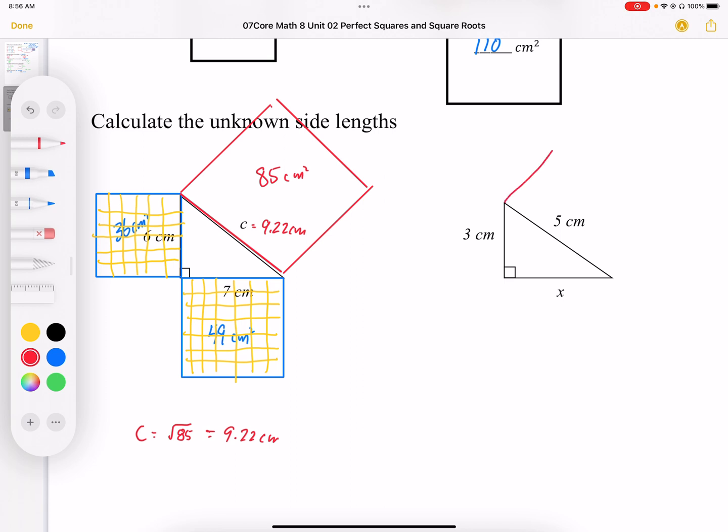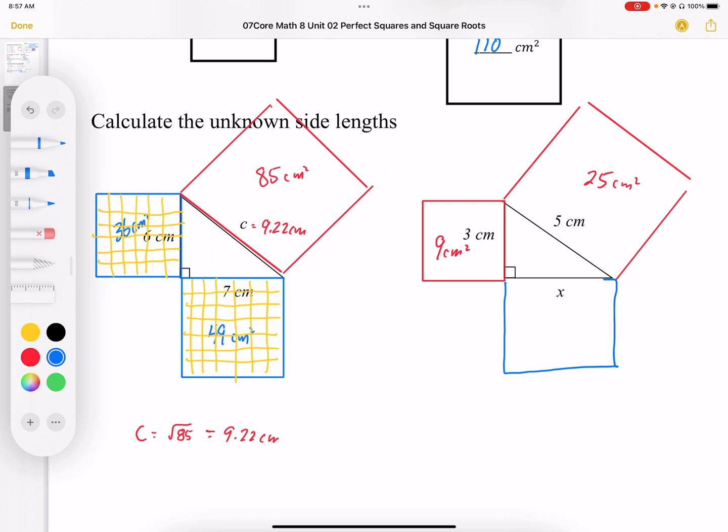For this one here, same thing. This time though, we're going to have to find the diagonal area first. So this square, the big square, is going to be 25 centimeters squared. This square off of this side is going to be 9 centimeters squared. The bottom square is not the sum. We don't add these, because the bottom square has to be the difference.